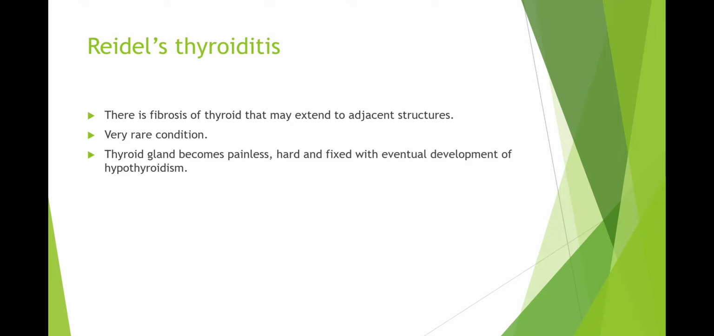Riedel's thyroiditis. There is fibrosis of the thyroid that may extend to adjacent structures. It is a very rare condition. The thyroid gland becomes painless, hard, and fixed, with eventual development of hypothyroidism.